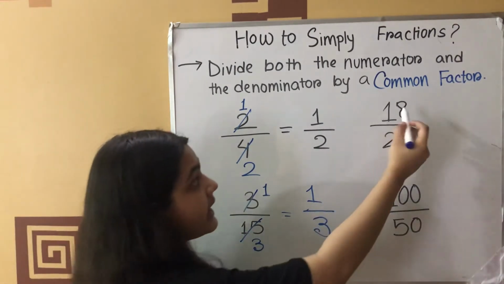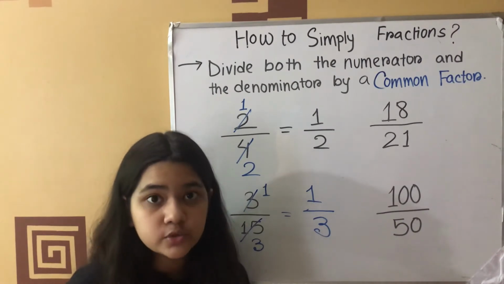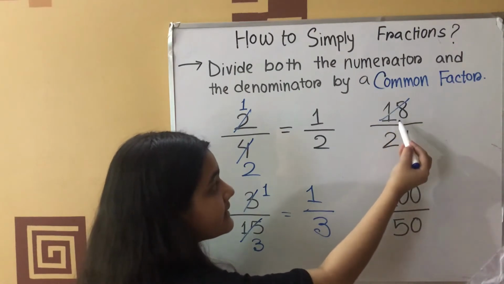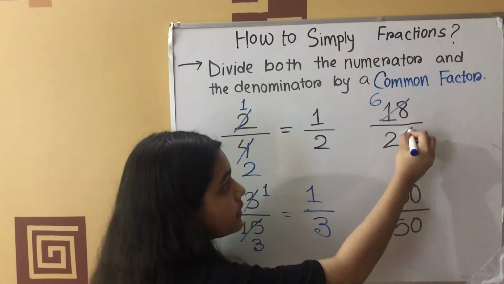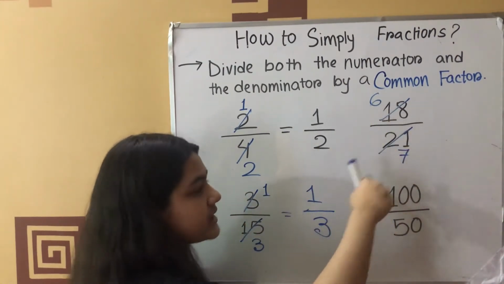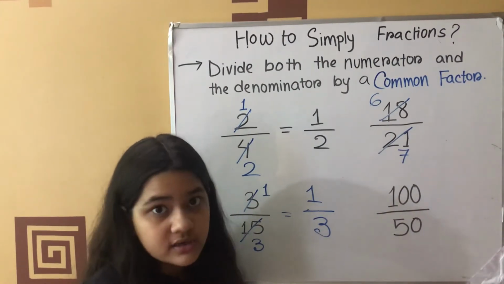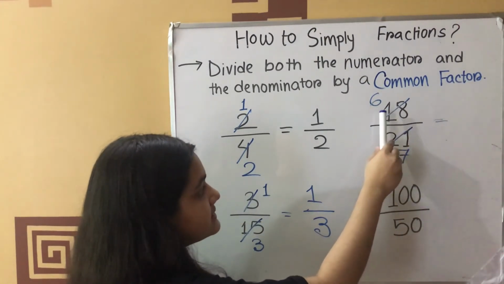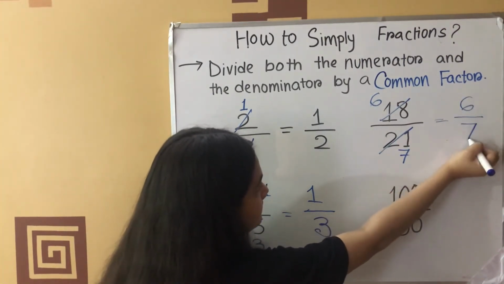And now we have 18 by 21. Here we can see that both 18 and 21 can be divided by 3. If we divide 18 by 3, we get 6. And if we divide 21 by 3, we get 7. And after that, we cannot divide it anymore. 6 by 7, we cannot divide it. So, if we simplify 18 by 21, we get 6 by 7.